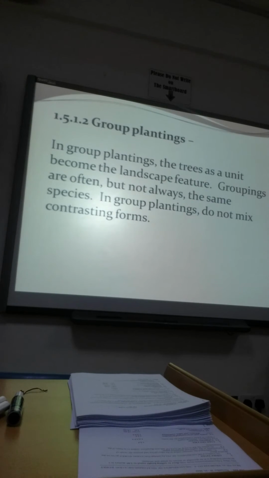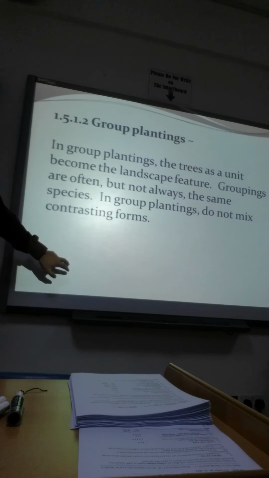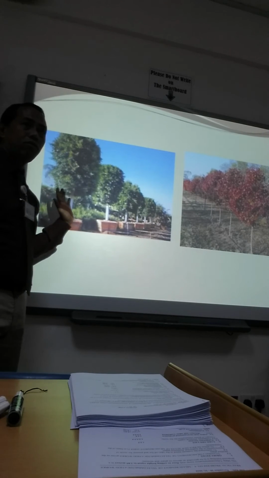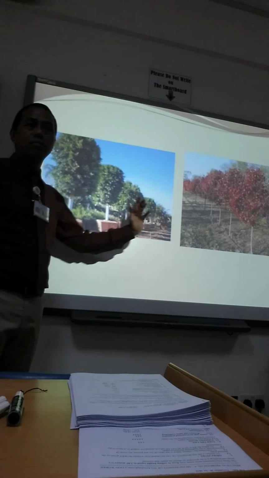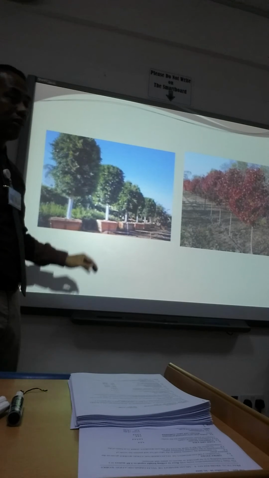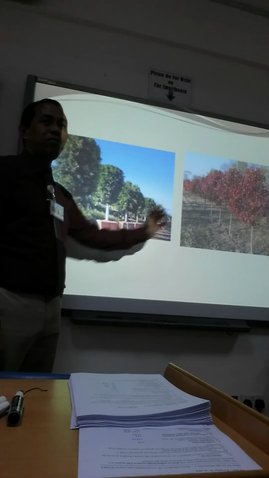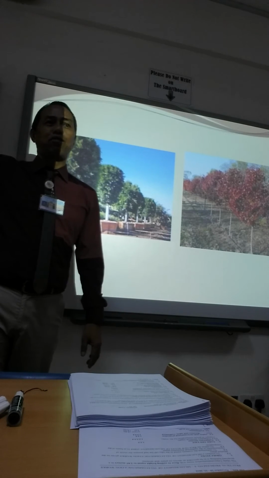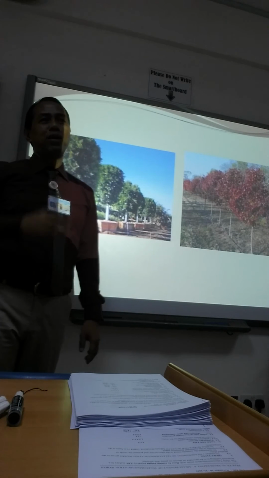Group plantings. In group plantings, the trees as a unit become the landscape picture. Groupings are often but not always the same species. In group plantings, do not mix contrasting forms. Meaning, as I have said, in group plantings, trees of the same varieties are planted on the same site. As I have said, it is green. If it is all green, it will be planted on, as we have seen here in the sidewalks. If it is dates, all will be planted with dates and turfs.